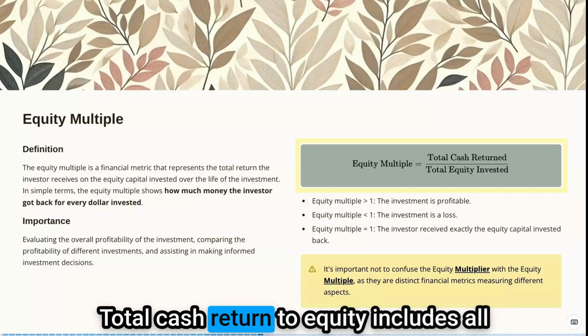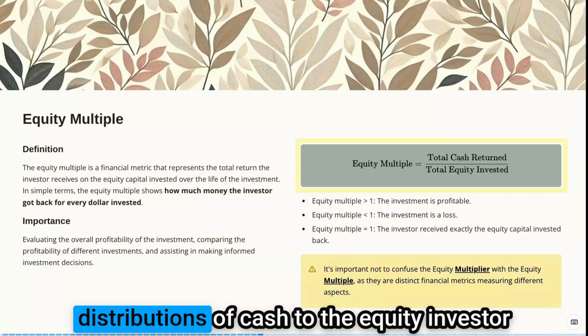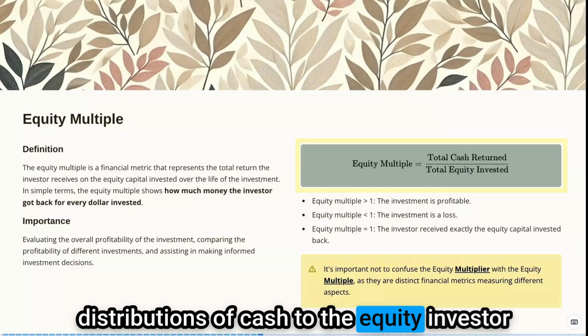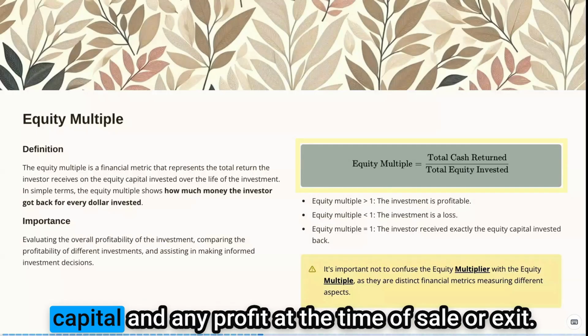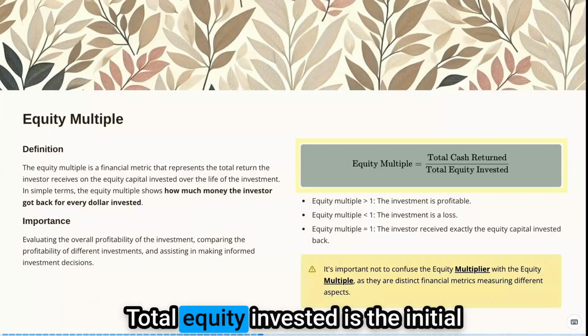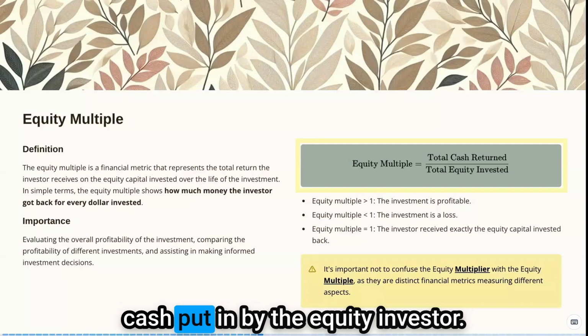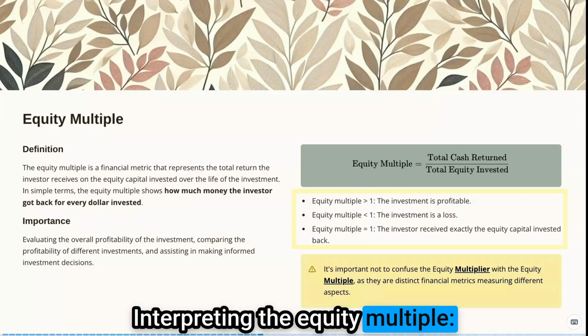Total cash return to equity includes all distributions of cash to the equity investor during the holding period, plus the return of capital and any profit at the time of sale or exit. Total equity invested is the initial cash put in by the equity investor.